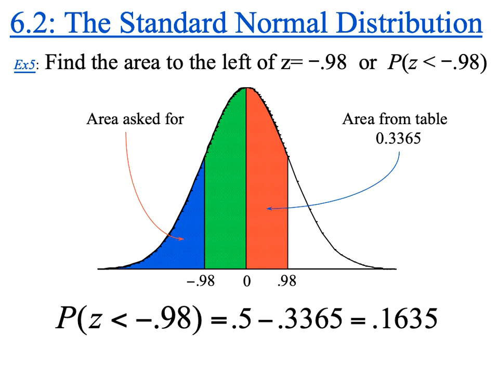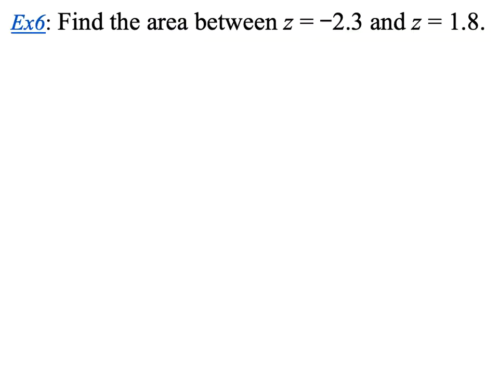Same kind of idea for number 6. Again, it's not too complicated. It's not something that we hadn't done. We did something really similar to it in example 3. But this time we're looking at it between two different z-scores.